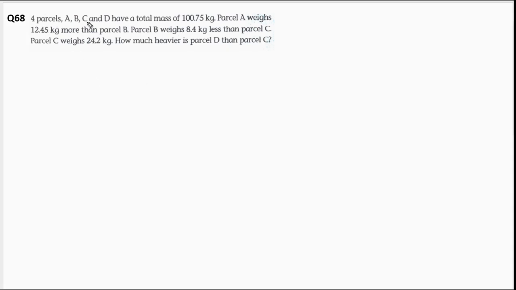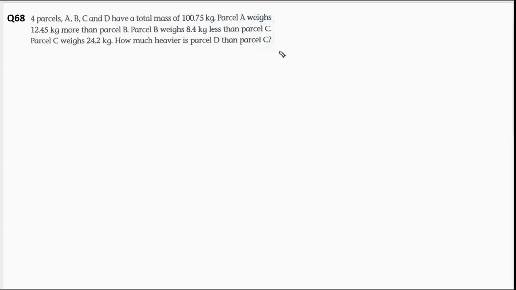Four parcels, A, B, C and D, have a total mass of 100.75 kilograms. Parcel A weighs 12.45 kilograms more than parcel B. Parcel B weighs 8.4 kilograms less than parcel C. And parcel C weighs 24.2 kilograms. And we're asked, how much heavier is parcel D than parcel C?